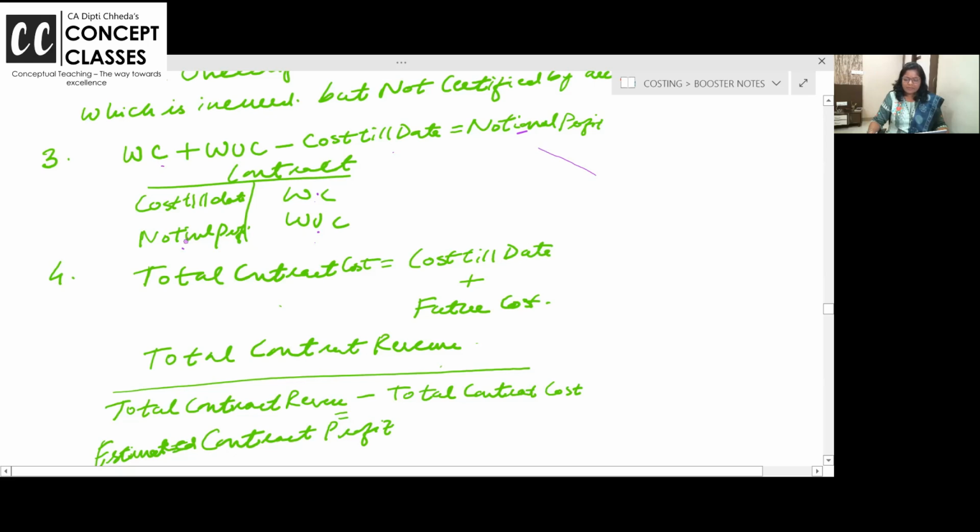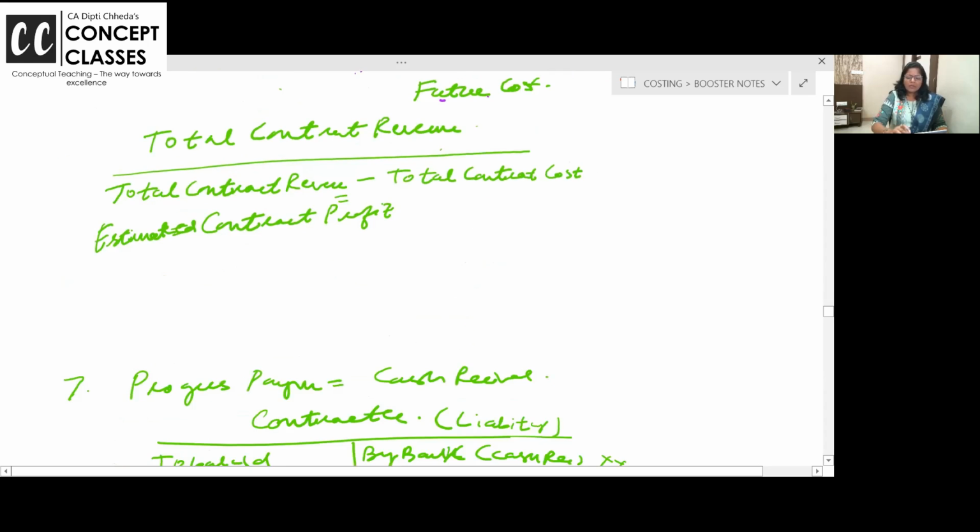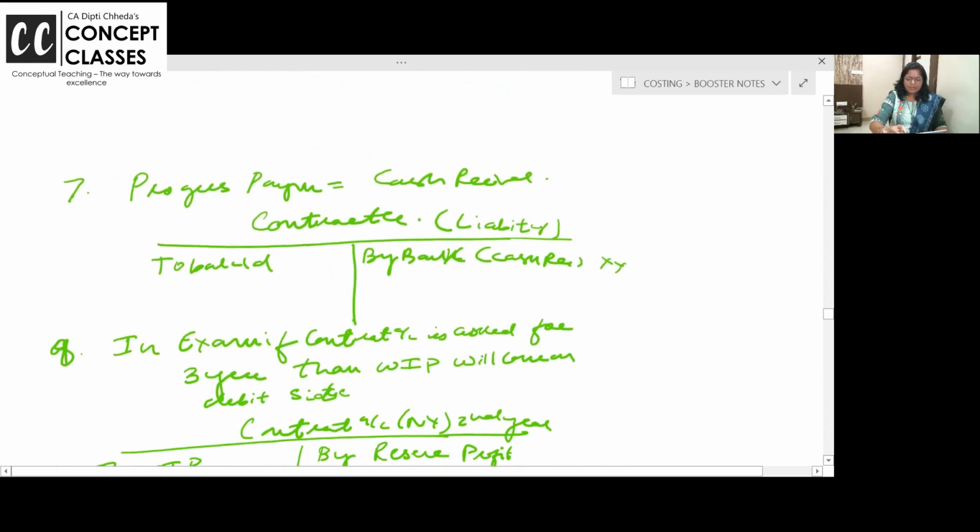Contract revenue. Okay? Did you understand this? Cost till date plus future cost will be the total cost. And contract revenue everyone knows. And then what you get, contract revenue minus total cost, you get contract profit.